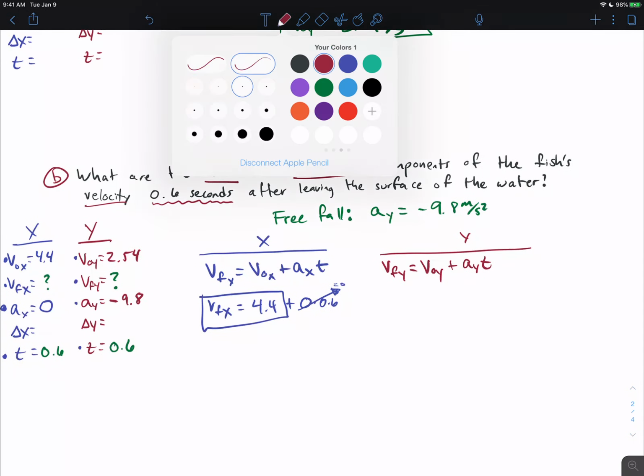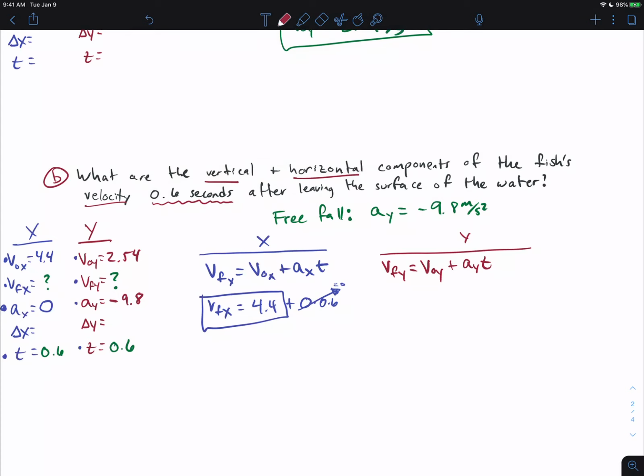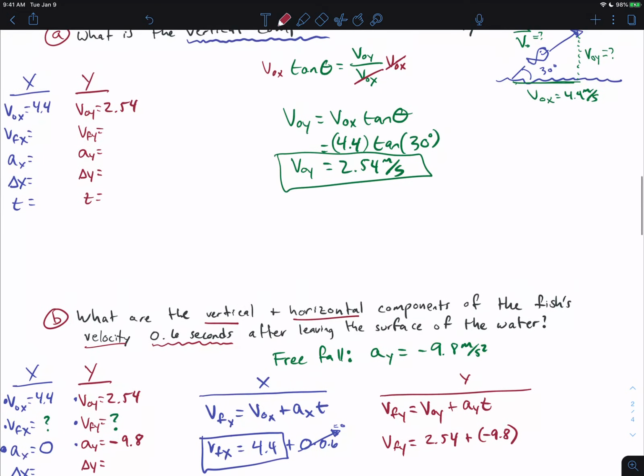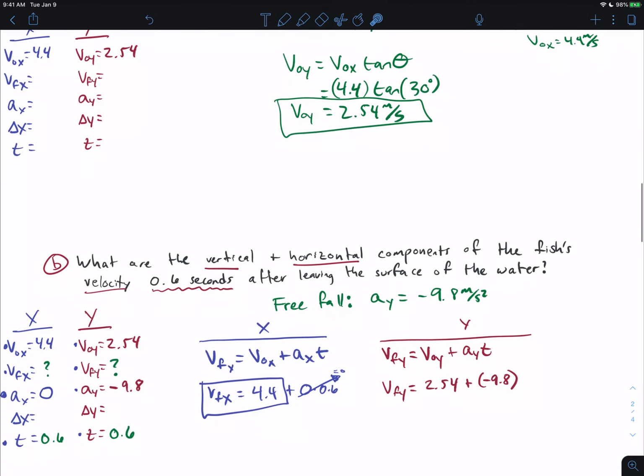Okay, now let's do this in the y direction. So we have our final velocity in the y is going to equal my initial velocity, which was 2.54, plus my acceleration, which is negative 9.8. Always negative 9.8. It's not going to change. It's not going to be positive because it's going up and negative when it's going down. It never changes. As soon as the fish leaves the water, it's going to be negative 9.8 constant, okay? And the time that we're going to use here is 0.6, so you can use this in your calculator to find out what this number is. I'll go ahead and calculate this as well, so let's do this together.